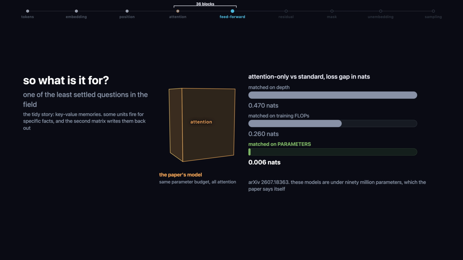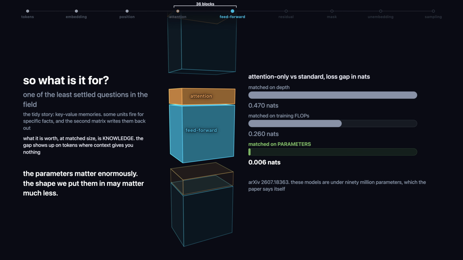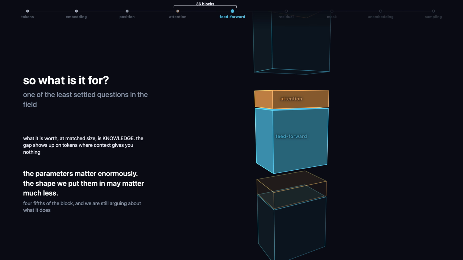Those models are small, under 90 million parameters, and the paper says so itself. But the finding underneath is sharper than the headline. What the feed-forward network is worth at matched size is knowledge. The gap shows up on the tokens where context gives you nothing and you have to have memorized the answer. So, the parameters matter enormously. The particular shape we put them in may matter much less than the diagram implies. 4/5 of the block, and we are still arguing about what it does.